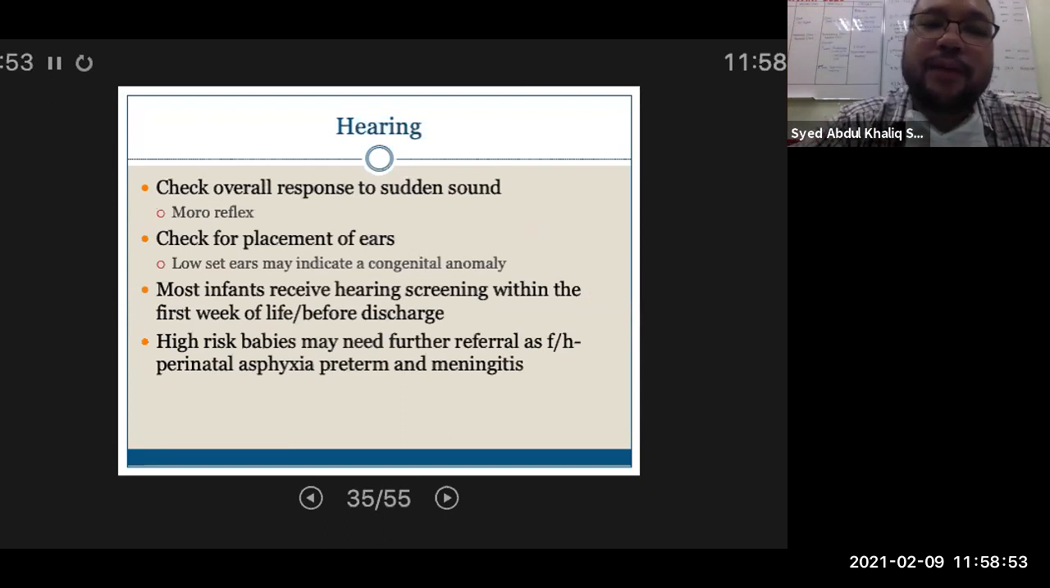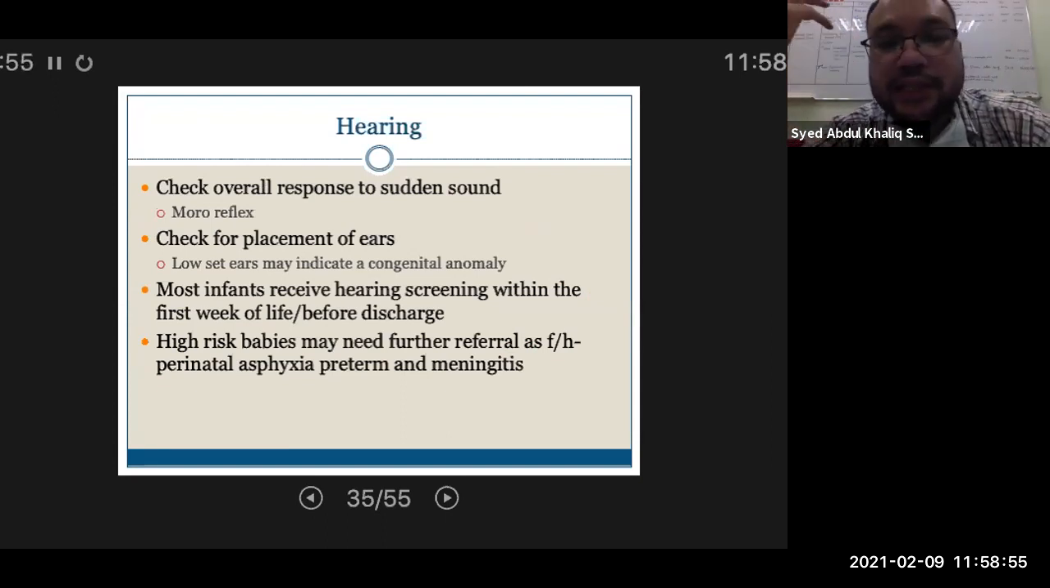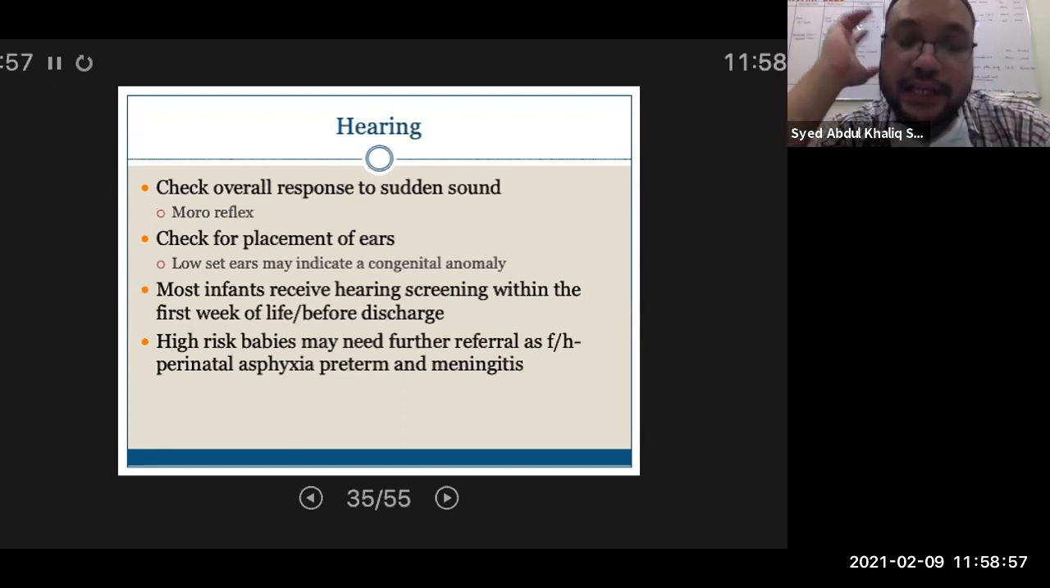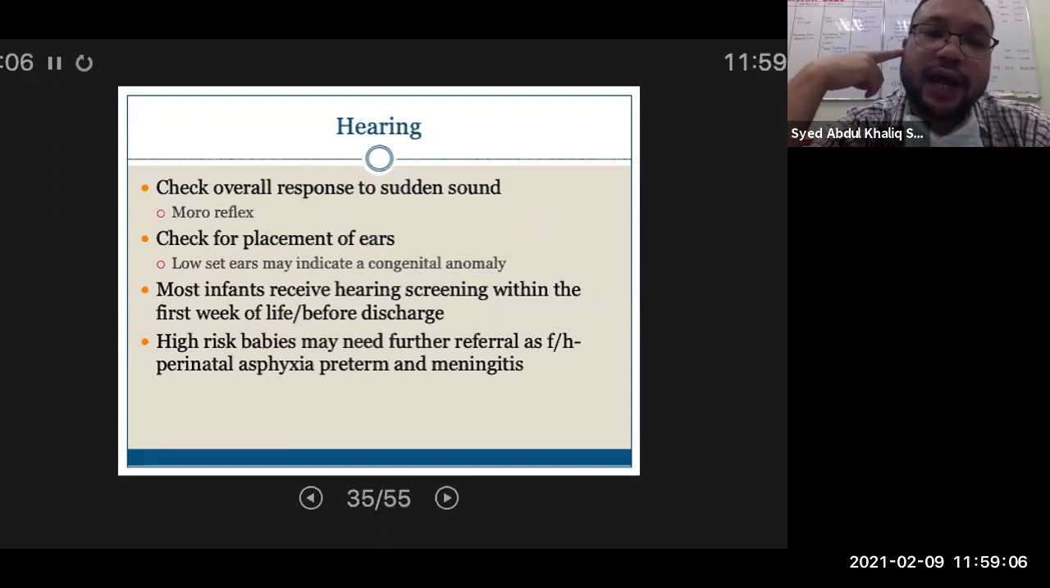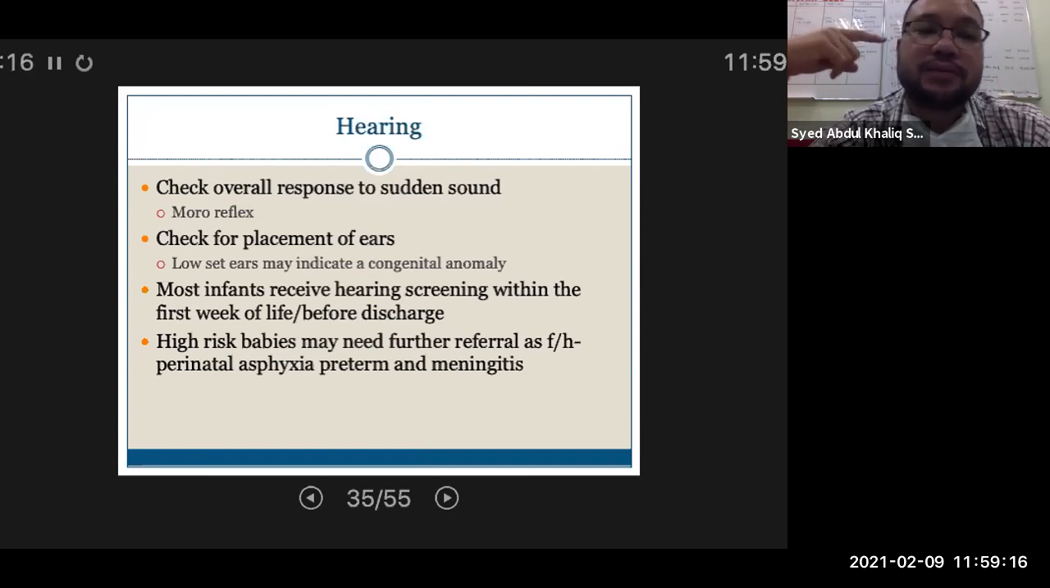Kan? And placement of the ears. Ada low set ears tak? Ada ear ke tak ada ear? Sometimes, for example, babies with Goldenhar syndrome, dia ada asymmetry. Sebelah telinga ada, sebelah telinga tak ada. Dia ada right ear skin tag tak? Right ear skin tag sometimes is associated with renal abnormalities. For example, macam horseshoe kidney, for example, kan?